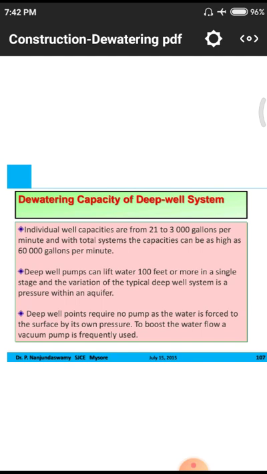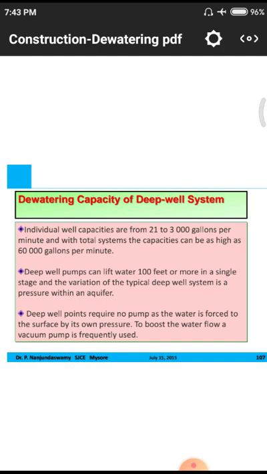Next one is deep well points require no pump as the water is forced to the surface by its own pressure. To boost the water flow, a vacuum pump is frequently used. This is the explanation. Deep well points, that means pipes having a huge amount of length, require no pump as the water is forced to the surface by its own pressure.